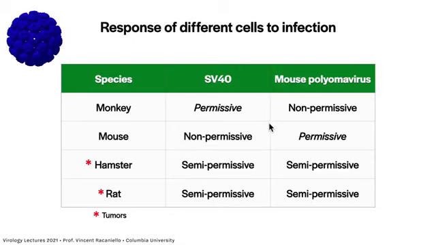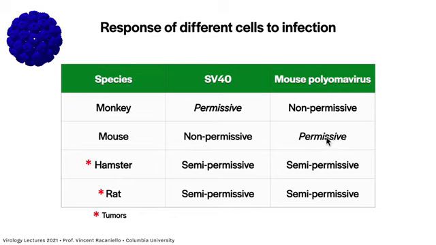So here's a summary of all this. So we have the species here, monkey, mouse, hamster, and rat, and then infecting with either SV40 or mouse polyomavirus. So monkey cells are permissive to SV40. They're killed by infection. So no tumor formation there. The cells are non-permissive to mouse polyomavirus. The virus does not reproduce its DNA. So that's what permissive means, that you get to DNA replication. Then the mouse cells are non-permissive to SV40. They're permissive to mouse polyoma, so it just kills them.